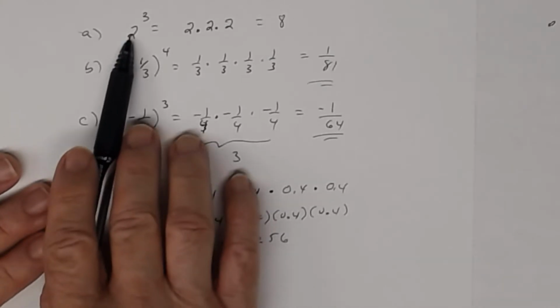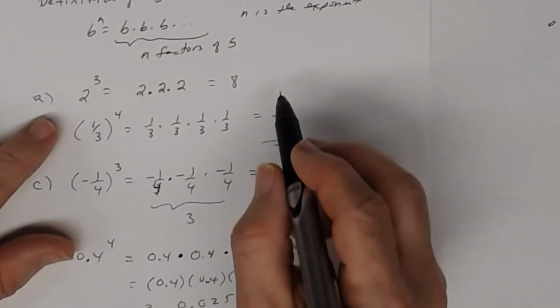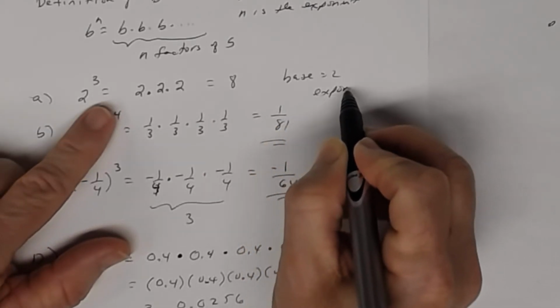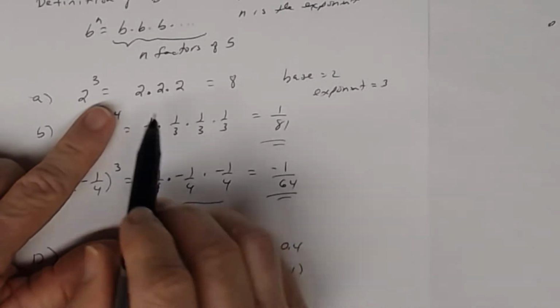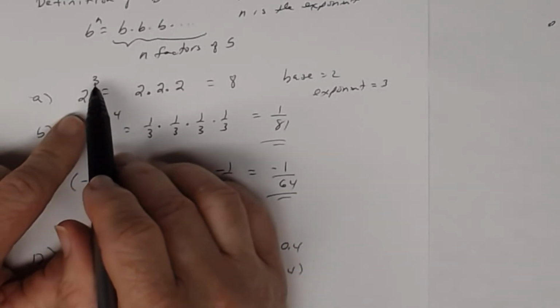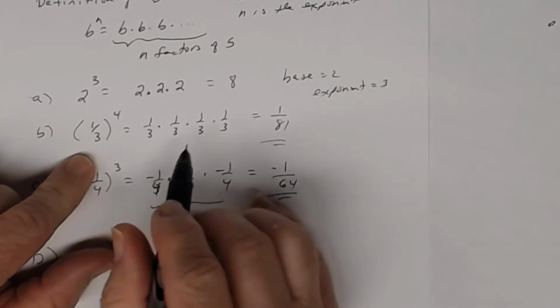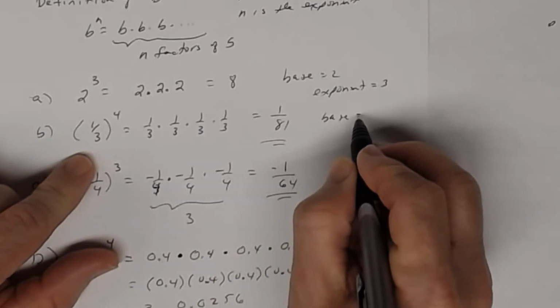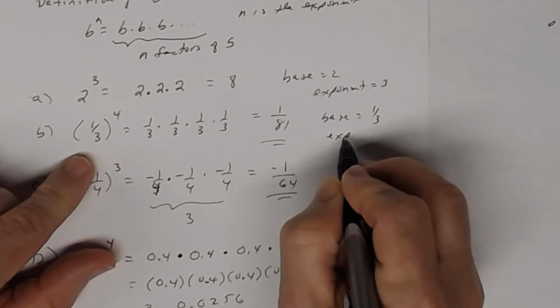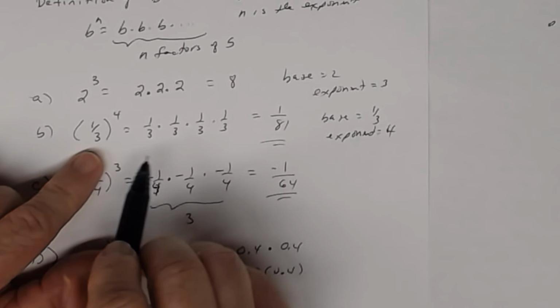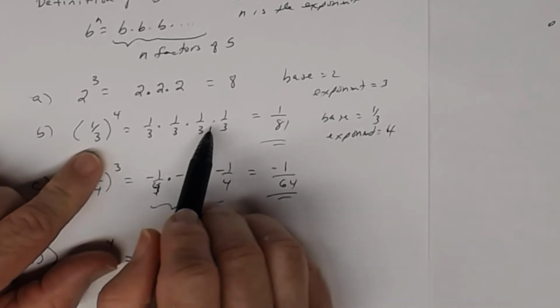So notice the base is 2, right? Here the base is 2, and the exponent is 3, right? And make sure you understand what that means. So when the base is 2 and the exponent is 3, that means 2 times itself 3 times. Here the base is 1/3. Base equals 1/3. Exponent equals 4. So what that means is that 1/3 is being multiplied by itself 4 times. Okay, so make sure you understand all of that.